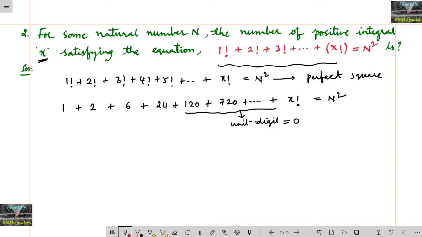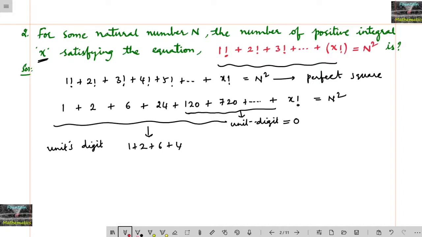From 5 factorial onwards, every unit digit is 0, so while doing the addition, the unit digit of the whole sum will be 1 plus 2 plus 6 plus 4. I hope you got the point. The units digit of the whole sum will be 1 plus 2 plus 6 plus 4 plus 0, 0, 0, and the remaining will be the same as this one. So what is the unit digit we can consider here? 6 plus 4 is 10, plus 3, so the unit digit is 3.